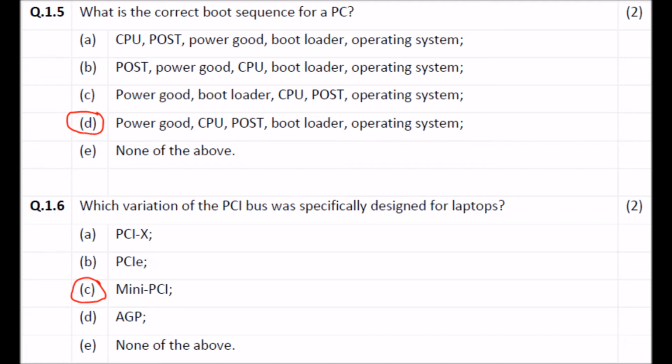And then 1.6, which variation of PCI was specifically designed for laptops? So that one would be mini PCI. Remember, your peripheral component interconnect bus or connection mechanisms were initially designed to expand the whole usage of the machine. And naturally, the one that is miniaturized, or the one that was designed for your laptop devices, was your mini PCI. So 1.6 would be C.